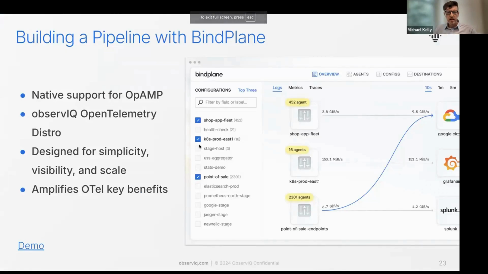Bindplane has native support for OpenTelemetry. It also has native support for OpAMP, the remote management protocol for OpenTelemetry. We have our own observIQ OpenTelemetry distro, and within the next month or so, we'll be supporting a bring your own distribution of OpenTelemetry. So you can use your own build, and you're not required to use an observIQ OpenTelemetry distro, but it's really designed to manage your environment at scale. So when you're talking about thousands or tens of thousands of agents and really massive amounts of telemetry, many destinations, Bindplane is a great solution for your environment.